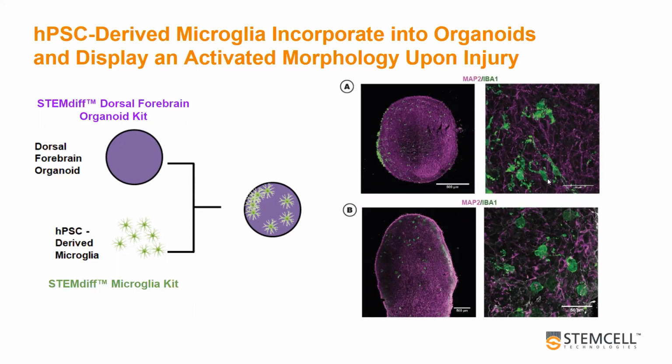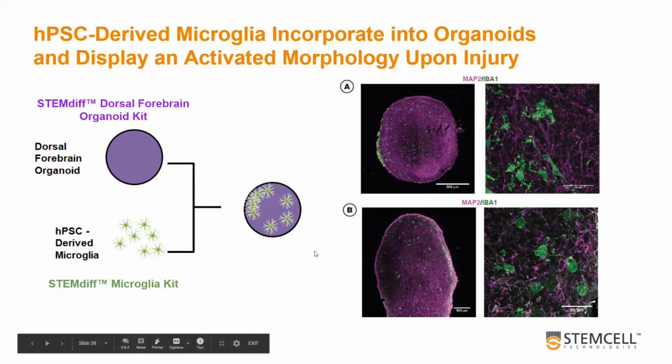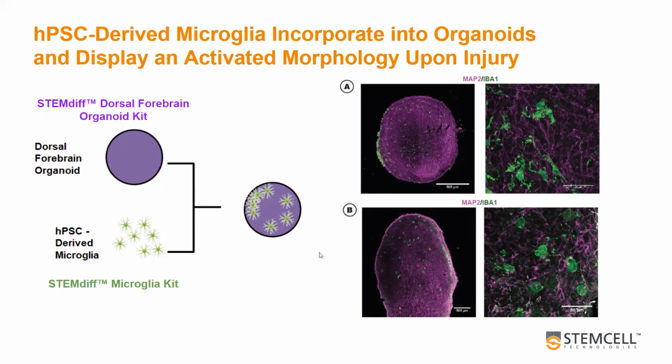Interestingly, if we introduce an injury on the co-culture by piercing the organoid with a needle, then we can find the microglia displayed an activated amoeboid morphology as shown by IBA1 staining here. These 2D and 3D co-culture systems set up by our STEMdiff products are powerful tools for disease research.